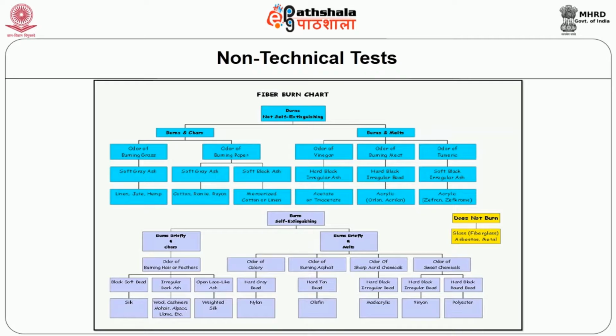The next subcategory under the burns and self-extinguishing category is burns briefly and melts. First one is nylon, which exhibits an odor of celery. Next one is the olefin. It exhibits the odor of burning asphalt, and vinyl exhibits the odor of sweet chemicals, including polyester. So these are the various types of odor exhibited by this burning test.